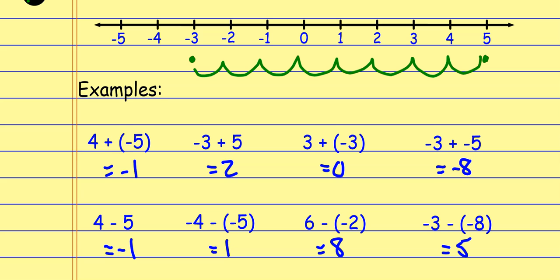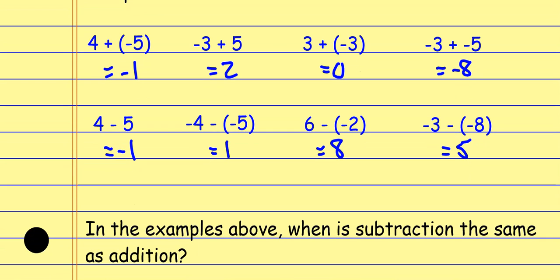And now, here's the question. What do you notice here? In the examples above, when is subtraction the same as adding? Like when you look at something like this guy right here, -4 minus a -5, that's the same thing as -4 plus 5. And right here, 6 minus a -2, that's the same as 6 plus 2, right? To get that 8. Here, -3 minus a -8, that's like adding 8, and that gives us a +5, okay? And here's the thing, we did some of these examples in different ways, like this one right here.